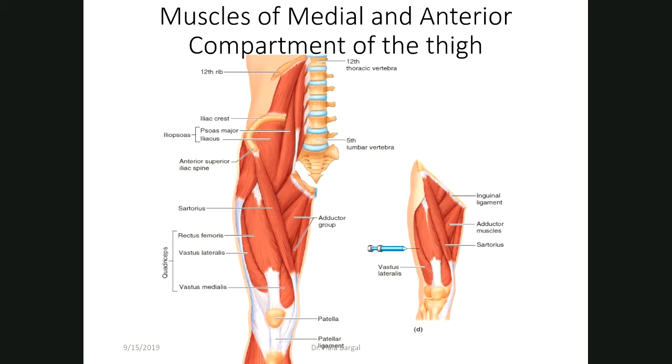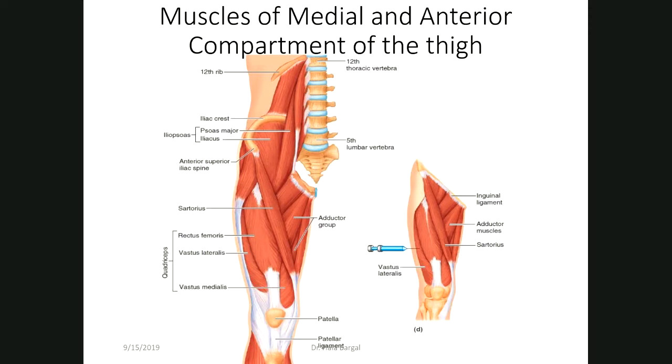Let us discuss the anterior compartment. What is the action of the anterior compartment? Extension of the knee. The anterior compartment, or the quadriceps femoris, is formed of vastus lateralis, rectus femoris, vastus medialis, okay, and vastus intermedius. As we mentioned, vastus lateralis is the commonest site for intramuscular injection in children, right?